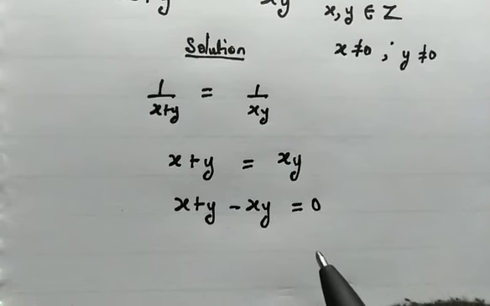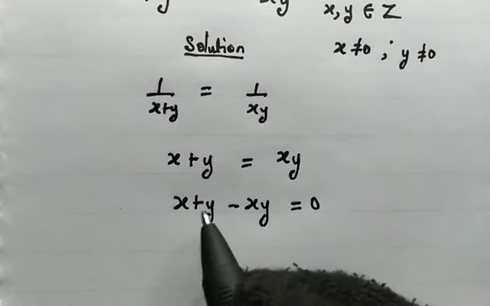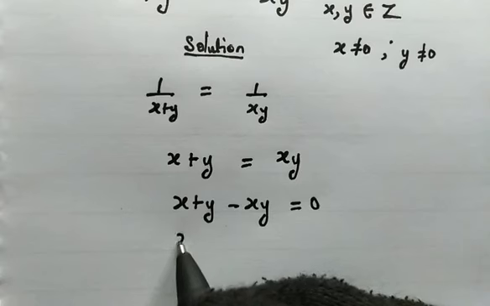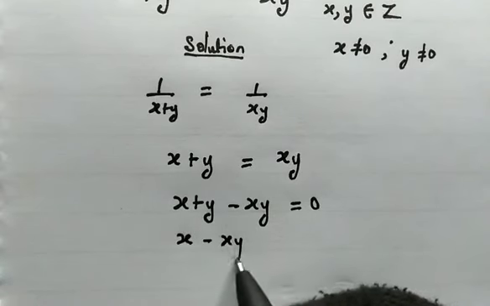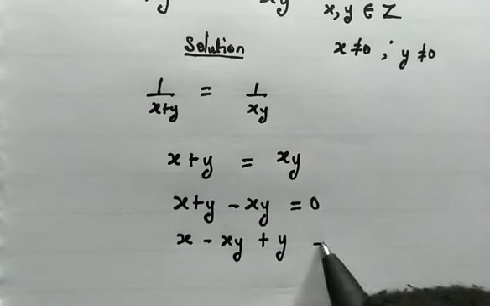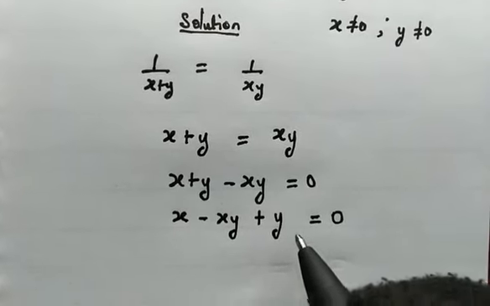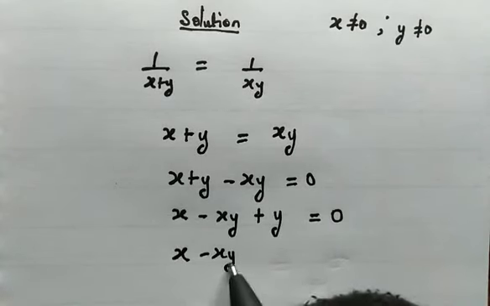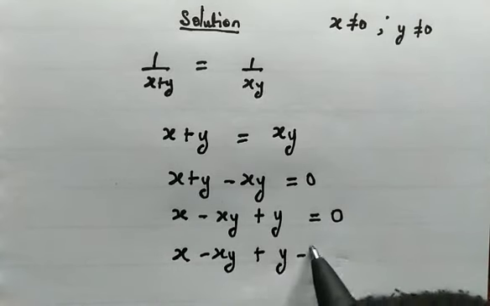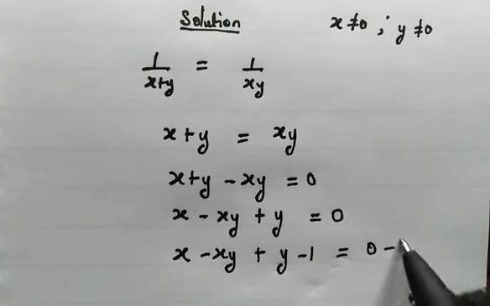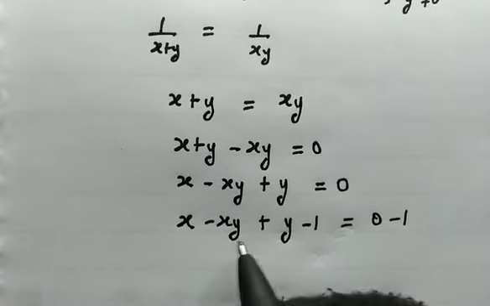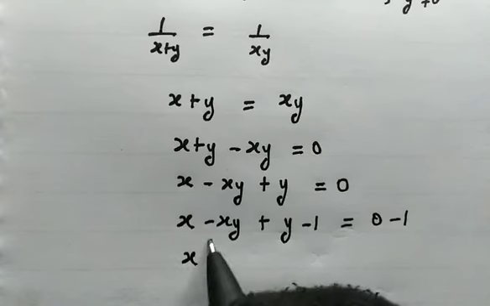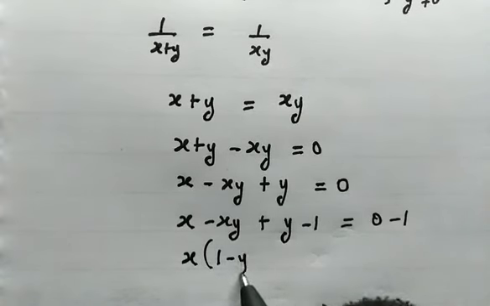Now, see what I'm going to do. I will first group the terms at the left hand side as follows. We have x minus x times y, then plus y equals 0. Now the next step is to subtract 1 from both sides of this equation. x minus xy plus y, then subtract 1, then correspondingly subtract 1 from the right. From here we can factor out x because x is common, so we have here 1 minus y.